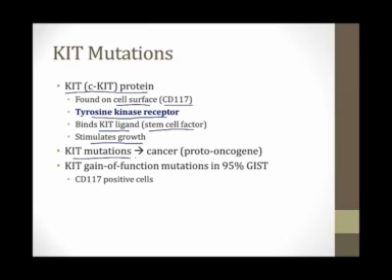So KIT gene mutations can lead to cancer. The KIT gene is a proto-oncogene. It's a gene that has normal function but also can become an oncogene. And KIT gain of function mutations are found in 95% of GI stromal tumors. Most of these cells are CD117 positive, and they have a gain of function mutation of the KIT gene. And therefore, you can treat GIST tumors with inhibition of the tyrosine kinase activity of this receptor using imatinib.